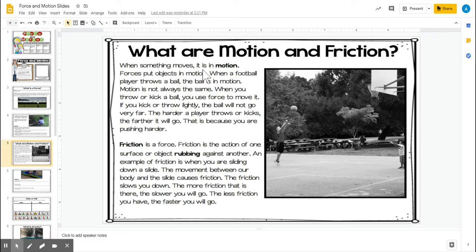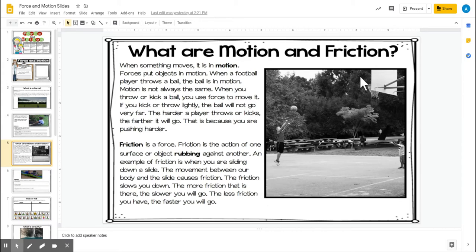When something moves, it is in motion. Forces put objects in motion. Players throw balls. Motion is not always the same. When you throw or kick a ball, you use force to move it. If you kick or throw lightly, the ball will not go very far. The harder a player throws or kicks, the farther it will go. That is because you are pushing.